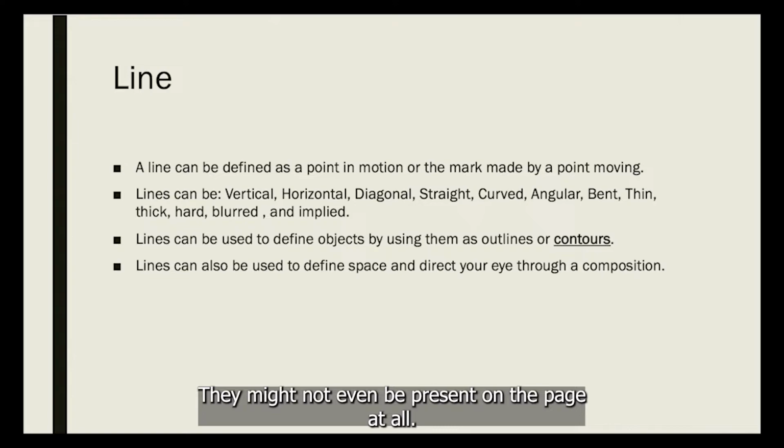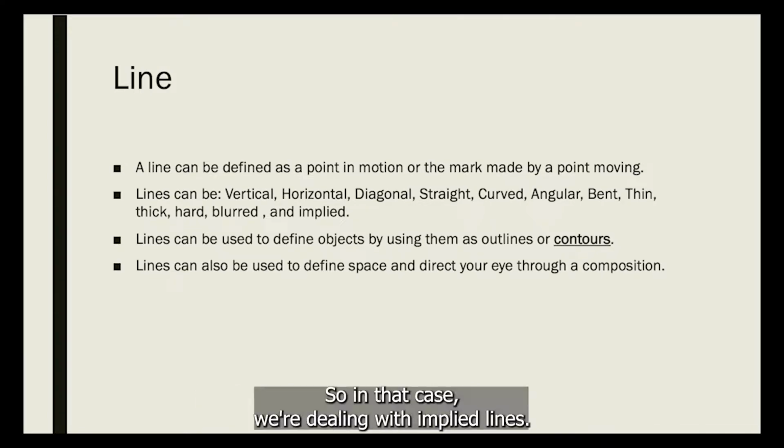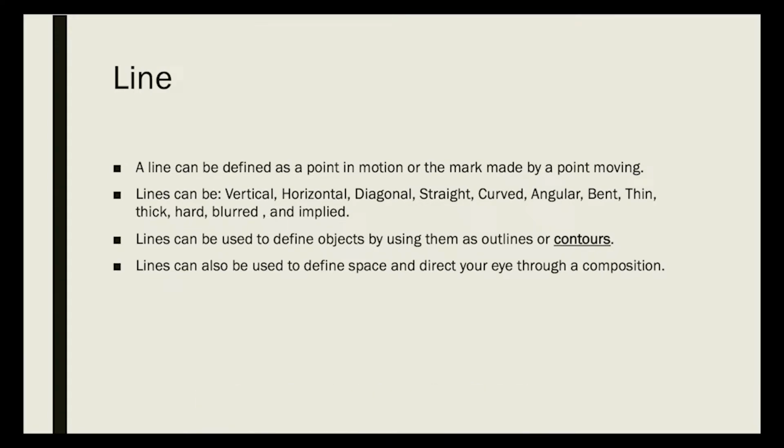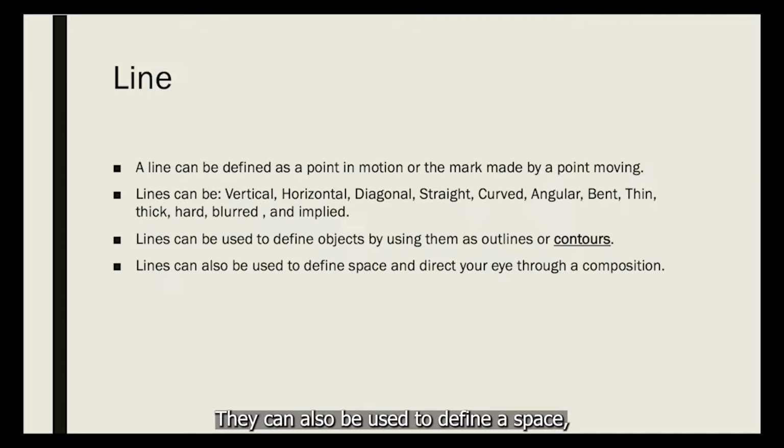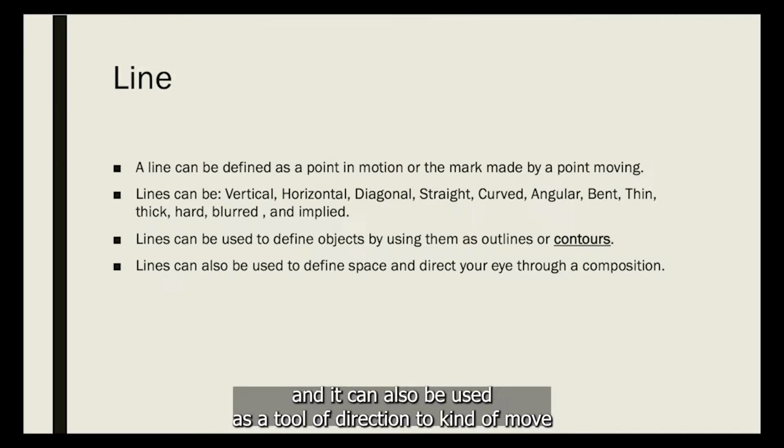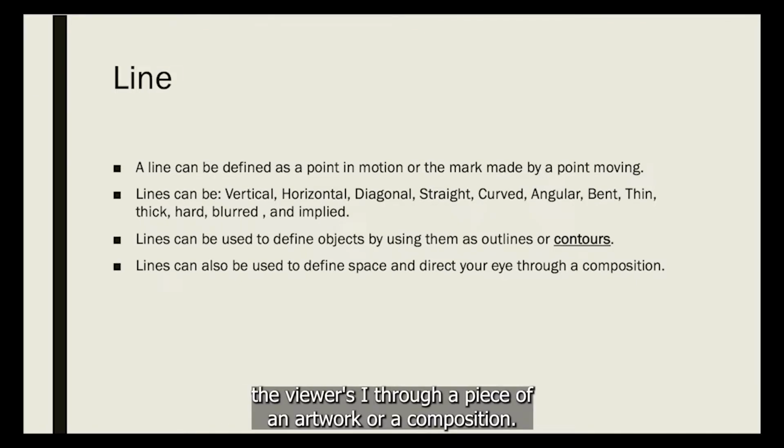They might not even be present on the page at all, right? So in that case, we're dealing with implied lines. Lines can be used as a tool to define outlines or contours. They can also be used to define a space, and they can also be used as a tool of direction to move the viewer's eye through a piece or an artwork or a composition.